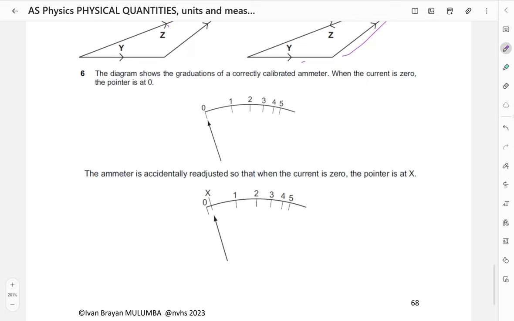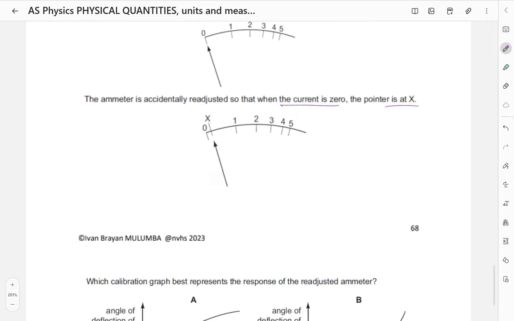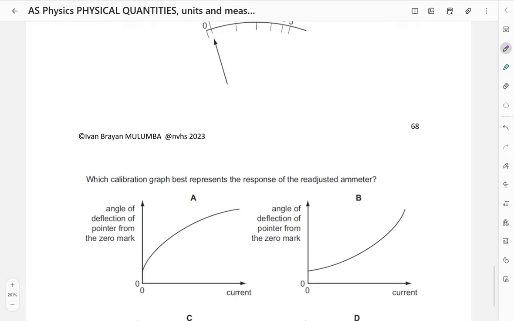The diagram shows the graduations of a correctly calibrated ammeter. When the current is zero, the pointer is at zero. The ammeter is accidentally readjusted so that when the current is zero, the pointer is at x. Which calibration graph best represents the response of the readjusted ammeter?